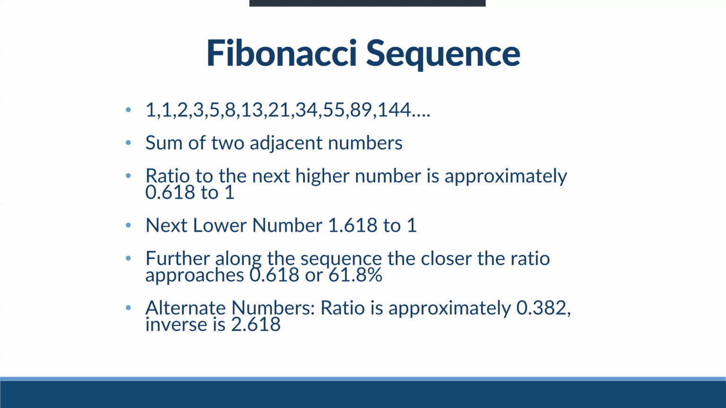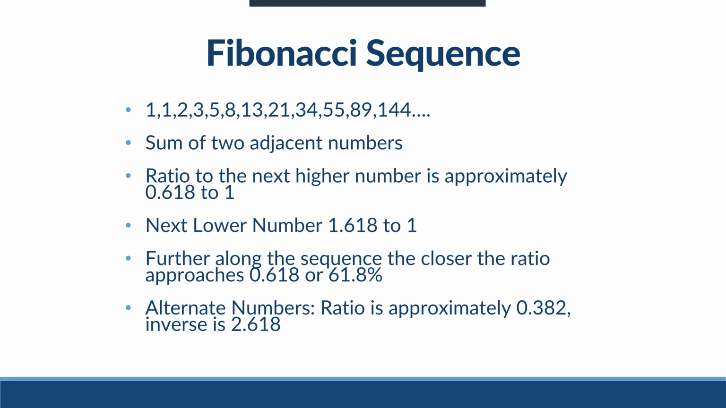The ratio to the next higher number is approximately the 61.8 to 1 level. And we'll do a little bit of math on the next slide so you can see that. The next lower number is that 1.618 extension level that we look at a lot, to 1. And you'll see the math on that as well. Further along in the sequence, the closer this ratio approaches 61.8 to be exact. To begin with, you're a little bit spread out, and you'll see that it compresses and comes into those levels as you continue to grow within the sequence.